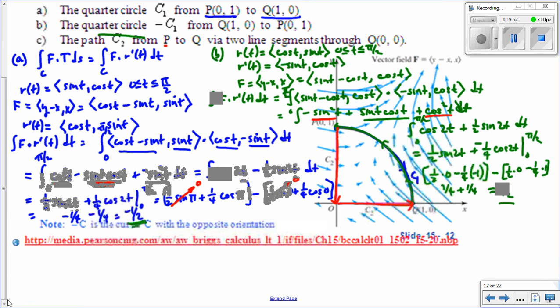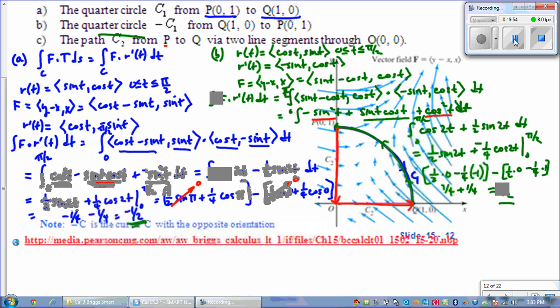Okay, so our curve, I'm going to call R1 the part going from (0, 1) to (0, 0). So R1 will define that segment, and then we'll let R2 describe the second part, C2.